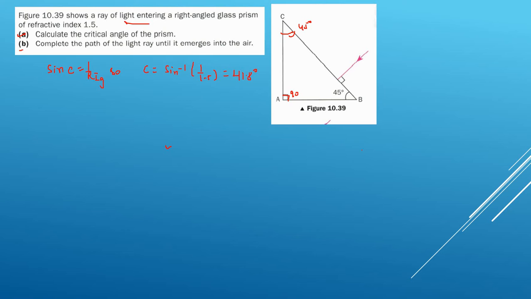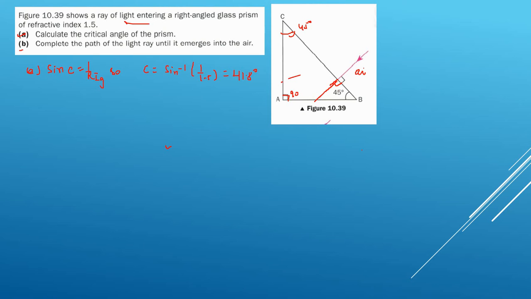Now question number 2, complete the path of the light ray until it emerges into the air. It means we have to talk about what is happening to this light ray which is entering this glass prism until it emerges into air. So now it is from air, it is entering the glass. Since this is the 90 degree, there is no deviation, so it will enter as it is. So it will fall on, so this is also 90 degree. Now it will fall on the plane AB. You always go plane by plane.